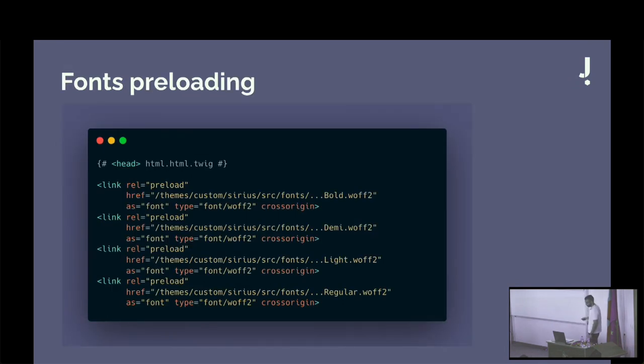And a small font optimization that you may do, because fonts are as well render blocking. They will block your hero image from loading, because the browser needs to process the fonts. You can use a link with a preload value of the rel attribute in your head, in your HTML, and this will tell the browser to give higher priority to the fonts.